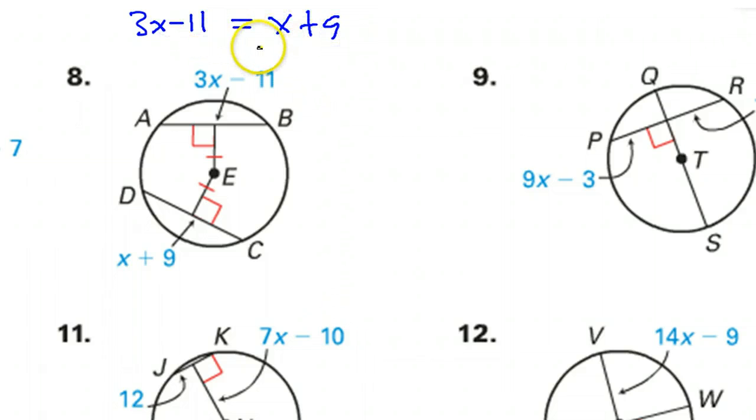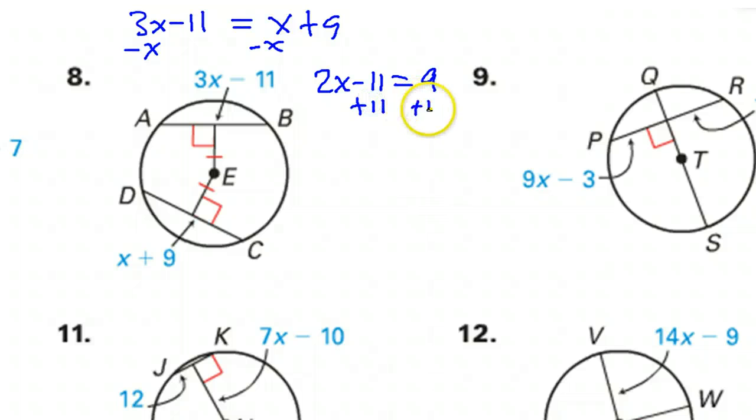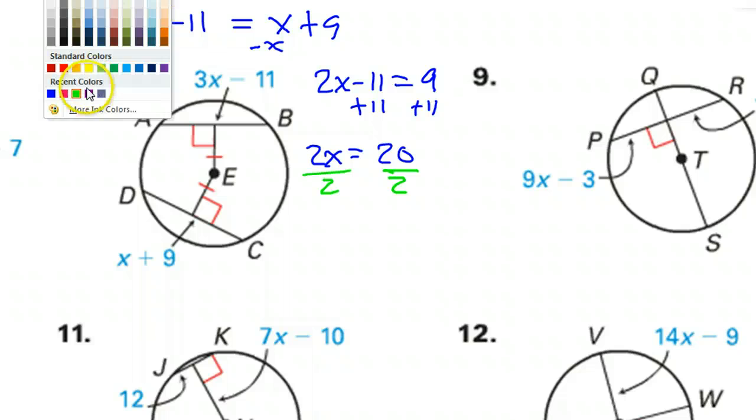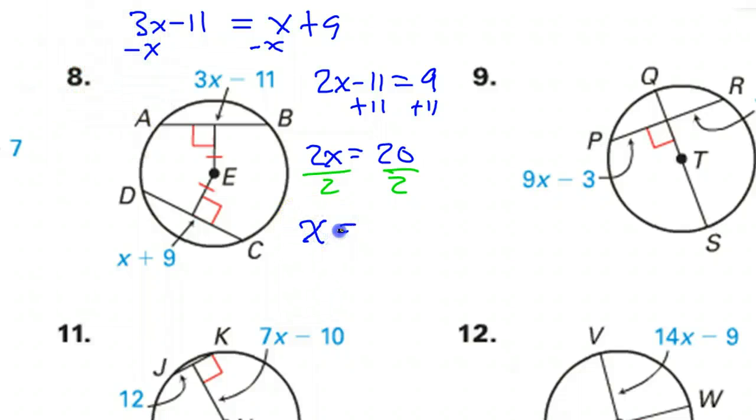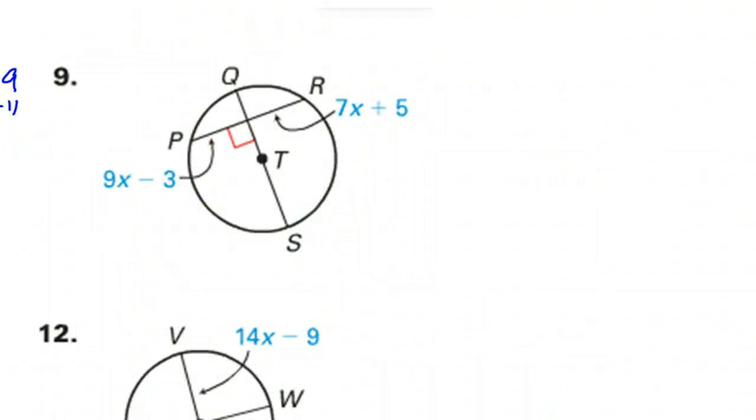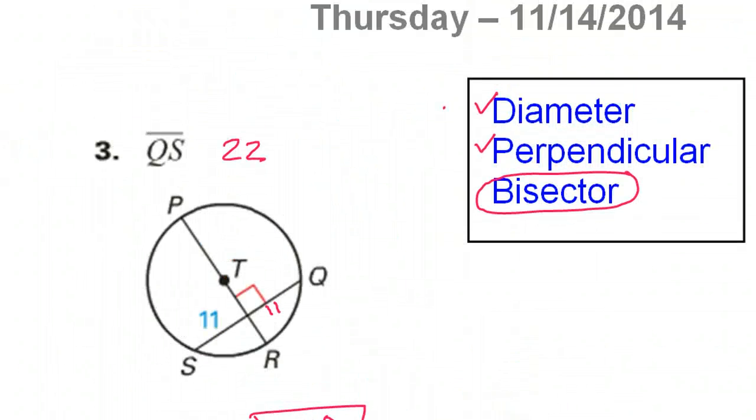9. So I would subtract x from both sides, and that's going to give me 2x minus 11 is equal to 9. But then I would add 11 to both sides, so that is going to give me 2x is equal to 20. Then divide both sides by 2. So x is equal to 10. Number 9. Number 9 is back to 3 little words: diameter, perpendicular, and bisector.